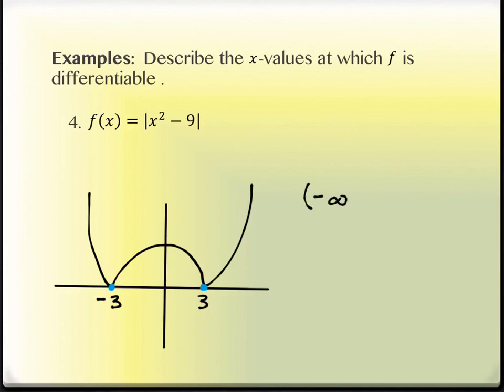So it's differentiable on negative infinity to negative 3. That's the first part over here. It's differentiable in between them, so from negative 3 to 3. And then it's differentiable after them, from 3 to infinity. So where is it differentiable? Well, what you really are asking yourself is where is it not? And then I find a way to exclude those points.